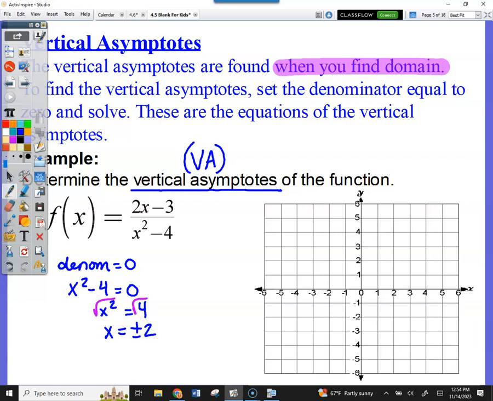Asymptote. You come to x equals positive and negative 2, right? So how many vertical asymptotes will this graph have? 2. Take your highlighter, drop a vertical on negative 2, and positive 2.